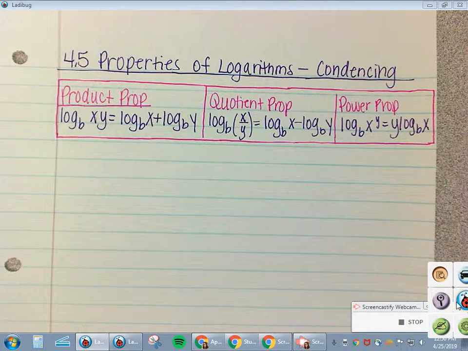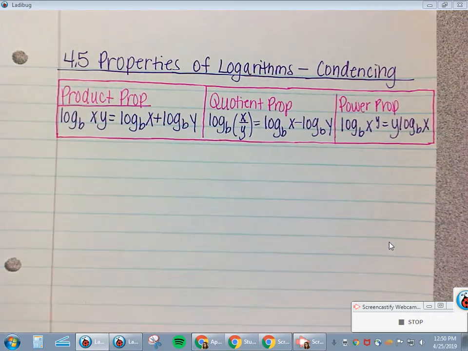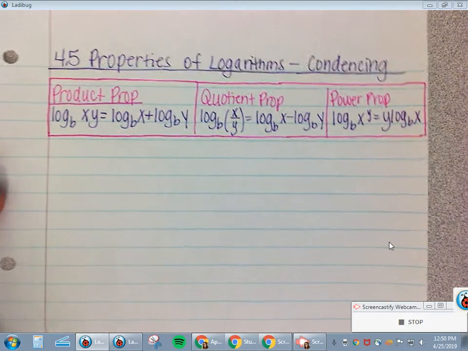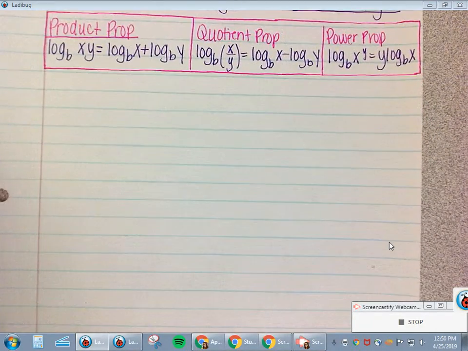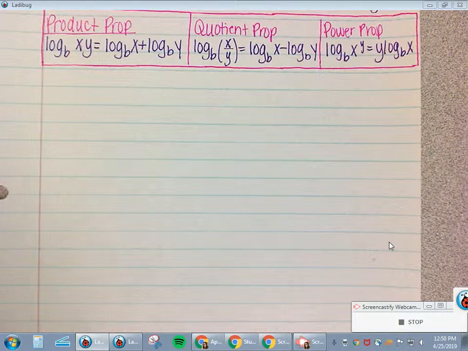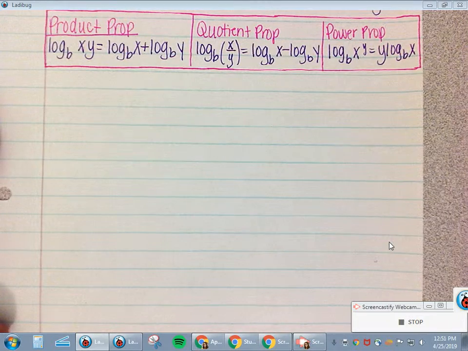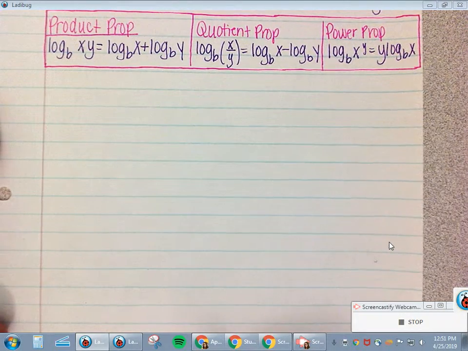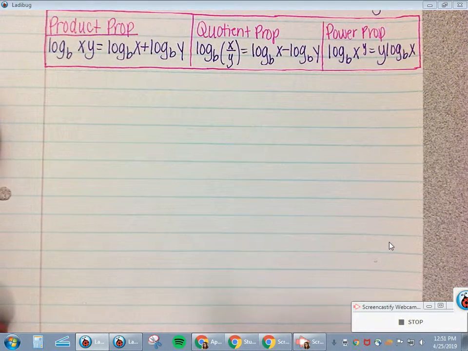We're going to do our notes on 4-5 properties of logarithms, condensing this time. So we've already done our notes on expanding, so I rewrote the properties up top. They should be familiar to you at this point. So let's jump in. We're going to do probably 5 or 6 examples of these.